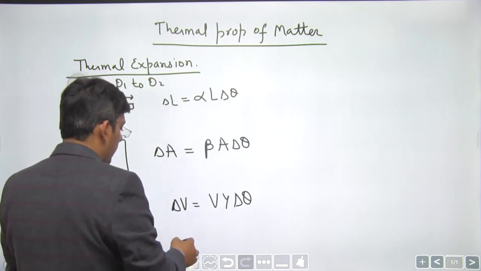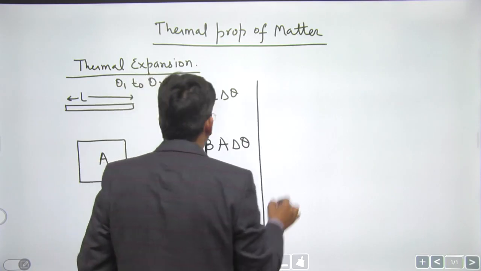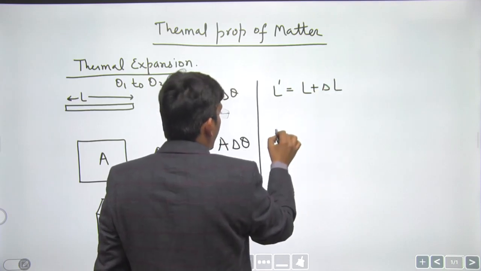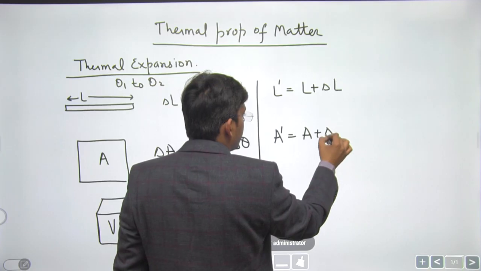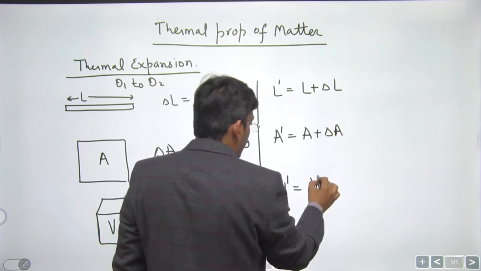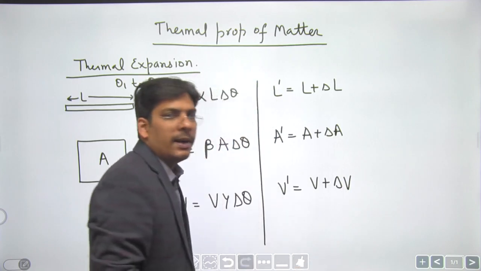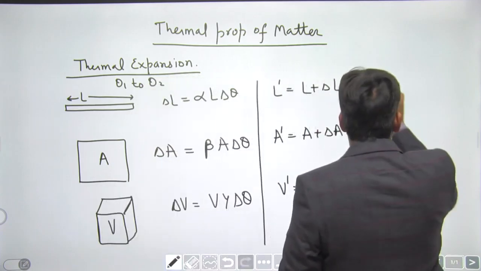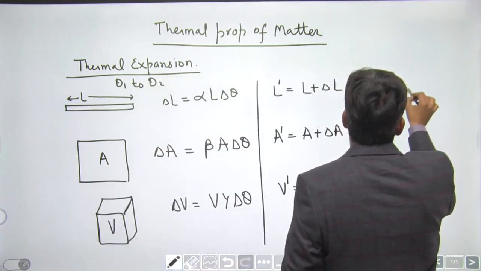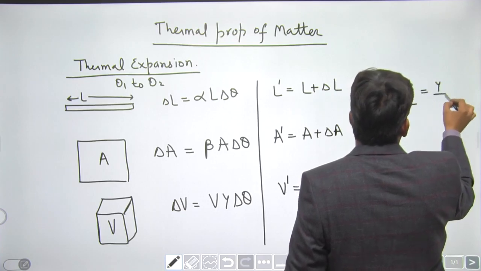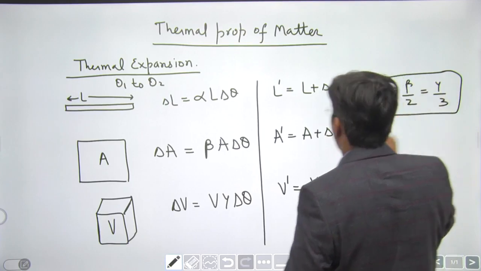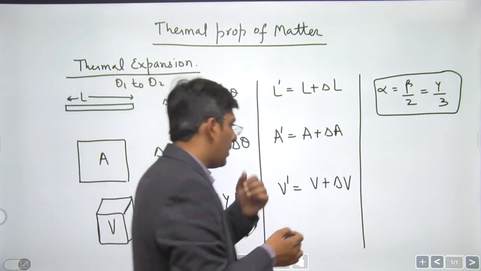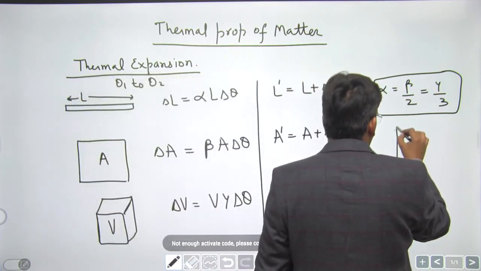Keep in mind, dear students, that obviously when this is the change in length, the new length will become L plus ΔL. New area will become original area plus definitely change in area. New volume is going to become original volume plus definitely change in volume, right? And the relation between α, β and γ is actually α is equal to β by 2 is equal to γ by 3 when you have the same value of α for all the three directions x, y and z axis.